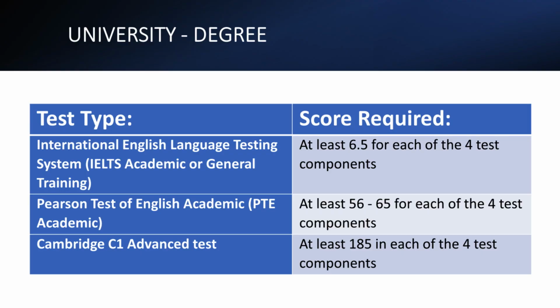So as you can see on my screen here, you would need to achieve at least a 6.5 in IELTS for 4 of your test components. With the PTE test, you will need to score at least between 56 and 65 points in each of the 4 areas. And with the Cambridge, you will need to score at least 185 points in each of the 4 areas.